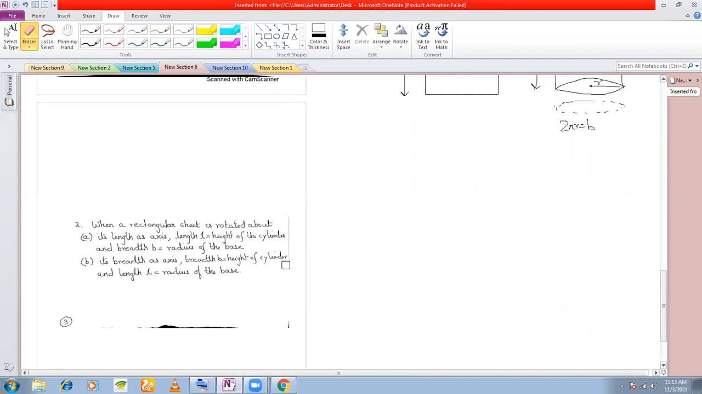Number 2, this question again I had sent you a video relating to this, that when a rectangular sheet is rotated about its length or breadth, let's say I have a rectangular sheet and with this as my axis, I'm rotating it. Okay. If I rotate this, this will generate a cylinder.